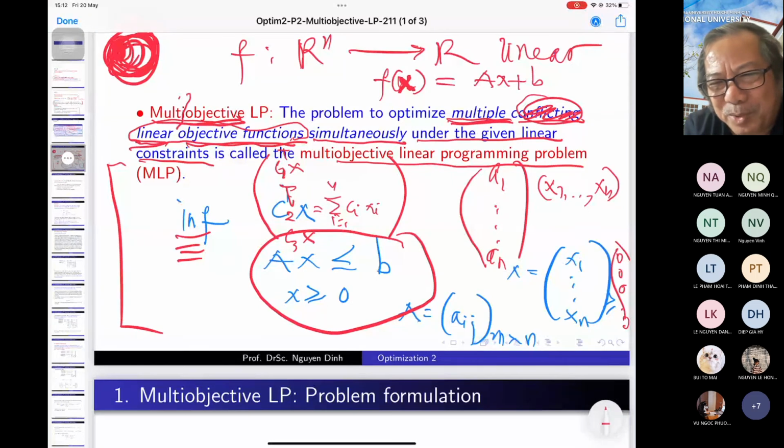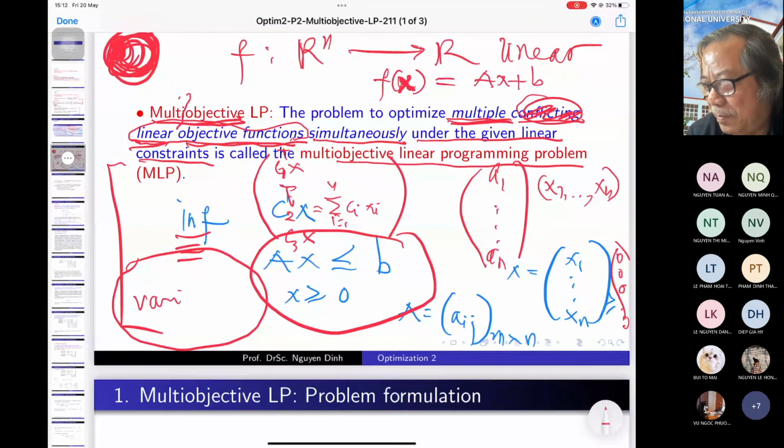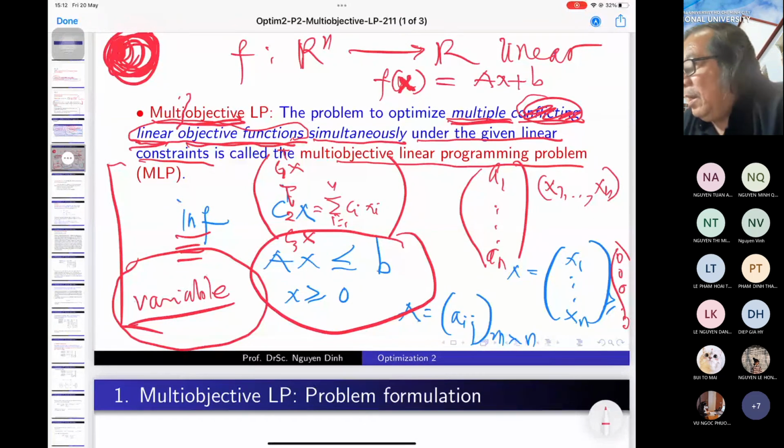First of all, I tell you, Tuấn Anh, you pronounce it the wrong way. Not variable, it's a variable. It seems to me that some lecturer taught you that, but it is a variable. You just look at the dictionary.